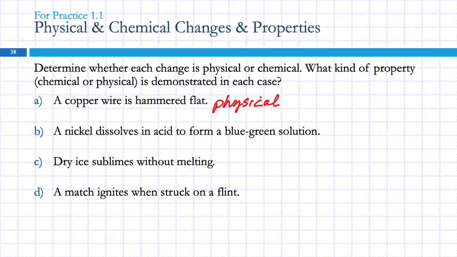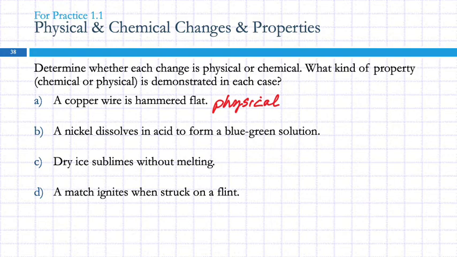Now, that property that you can hammer a wire into a flat piece of metal, is that a physical property or a chemical property? That's a physical property. So it's physical for both, right? Letter B. Now this one's a little bit tricky. A nickel, like the coin, dissolves in acid to form a blue-green solution.